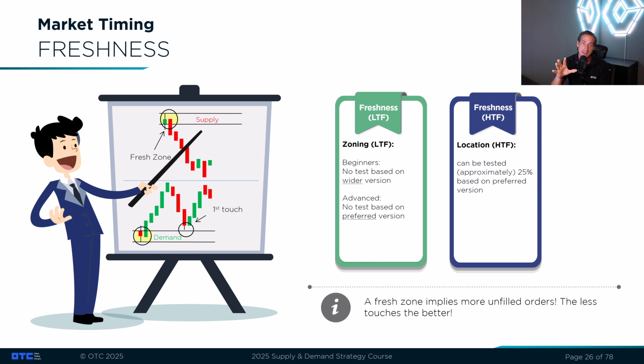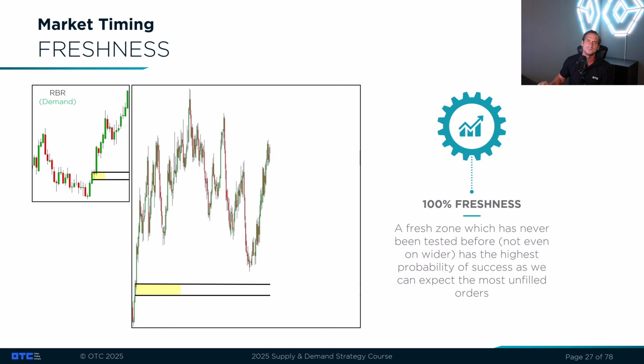If you are a day trader, I recommend setting your higher time frame rules exactly the same as your lower time frame rules. Now, to sum up the theory part before we dive into the practical application, a zone that has never been tested before, not even on the wider version, has the highest probability of success. Why? We can expect the most unfilled orders to be present.